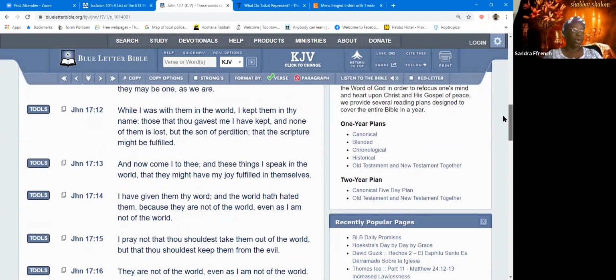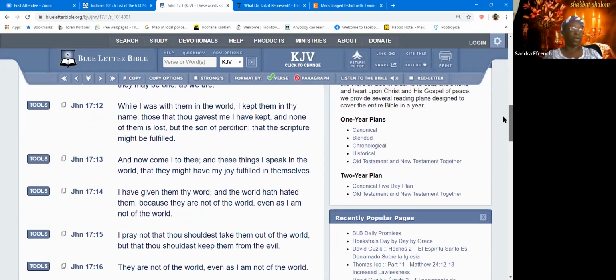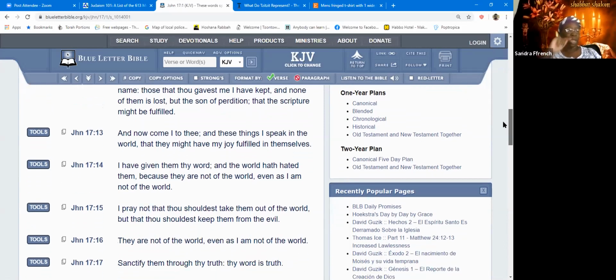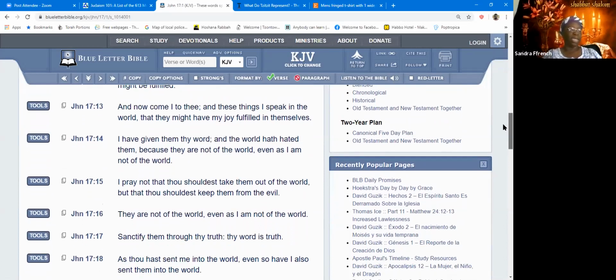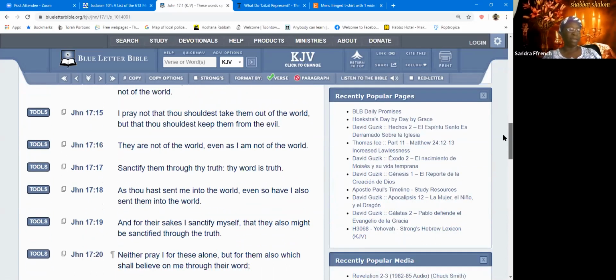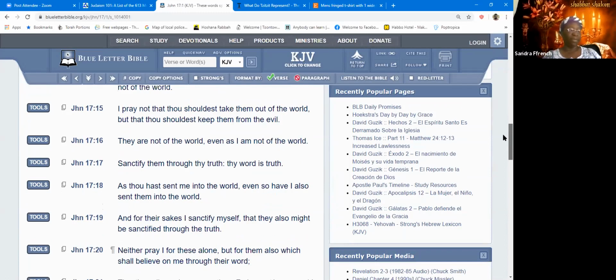While I was with them in the world, I kept them in thy name, which thou gavest me. And I have kept them, and not one of them is lost, but the son of perdition, that the scripture might be fulfilled. And now come I to thee, and these things I speak in the world, that they might have my joy fulfilled in themselves. I have given them thy word, and the world hath hated them, because they are not of the world, even as I am not of the world. I pray not that thou shouldest take them out of the world, but that thou shouldest keep them from the evil. They are not of the world, even as I am not of the world.